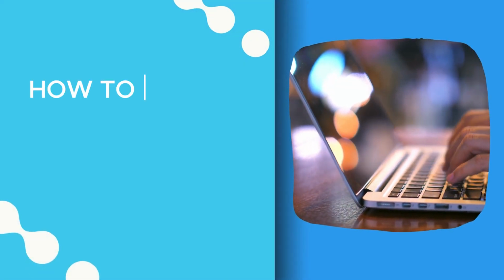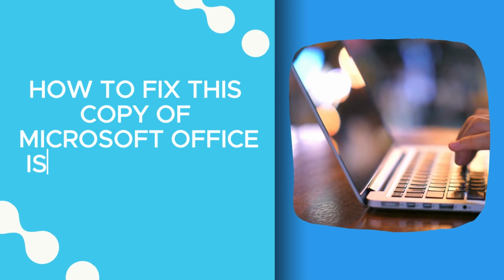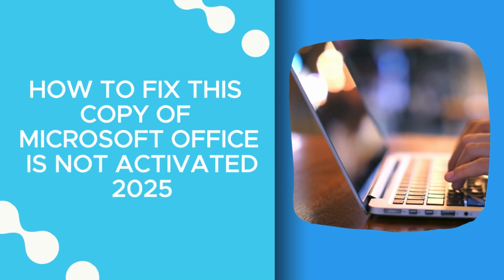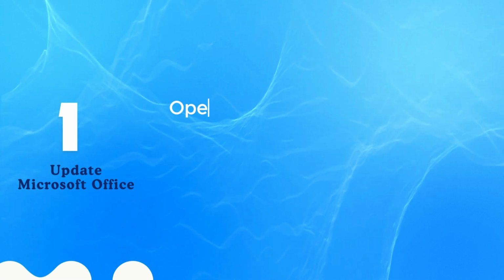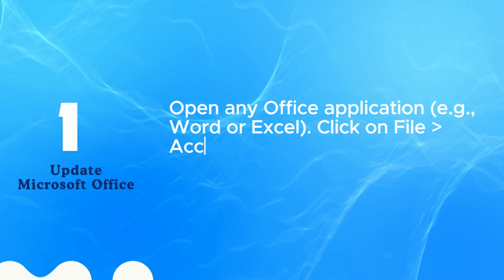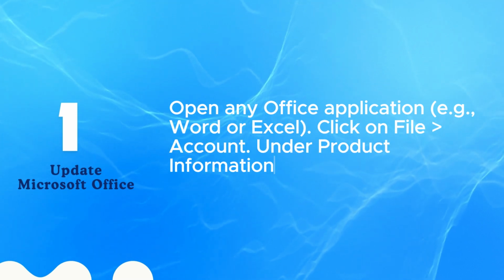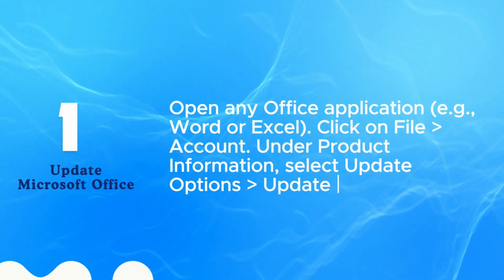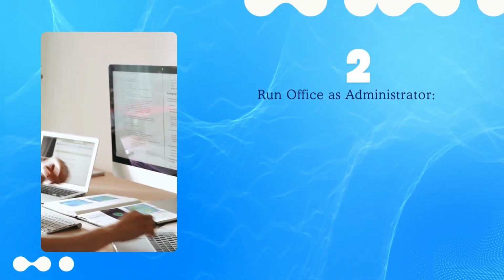In this video, we will demonstrate how to fix "This copy of Microsoft Office is not activated" 2025. 1. Update Microsoft Office. Open any Office application, for example, Word or Excel. Click on File, Account. Under Product Information, select Update Options. Update now.